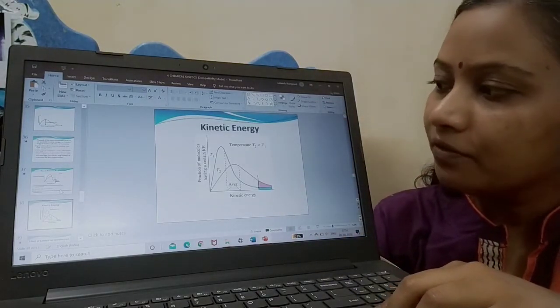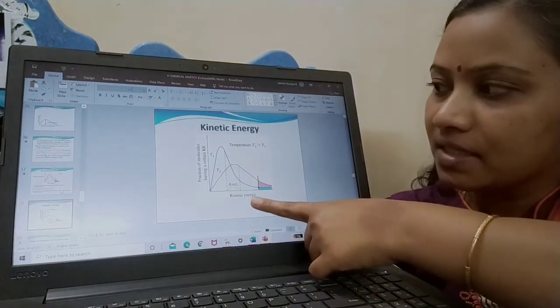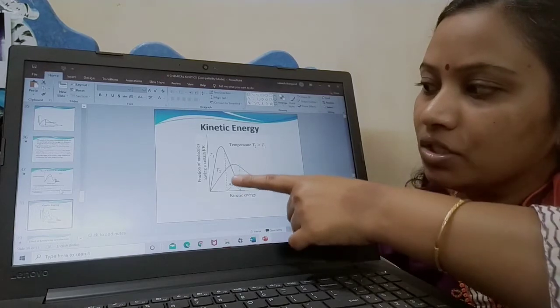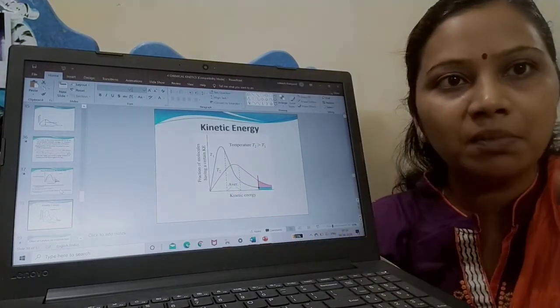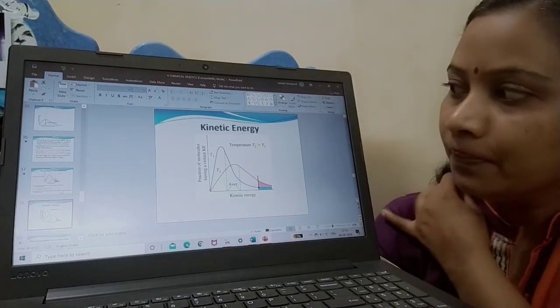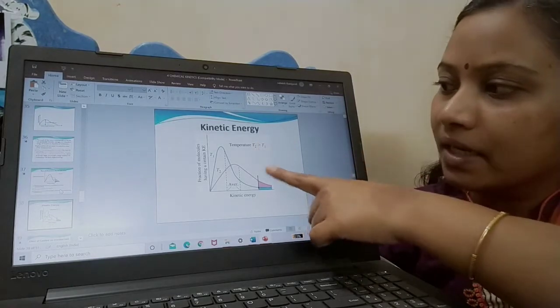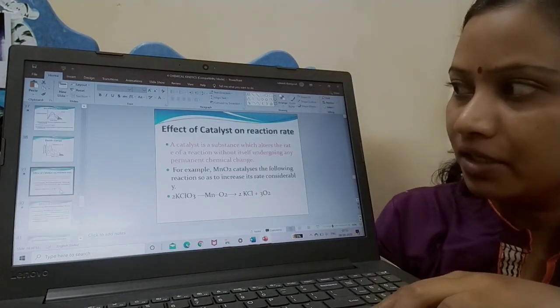Now this is a graph of the fraction of molecules having a certain kinetic energy, and this is the kinetic energy. The peak of the curve represents the maximum number of molecules having the most probable kinetic energy. So when temperature T2 is greater than T1, what happens to the number of molecules possessing kinetic energy?